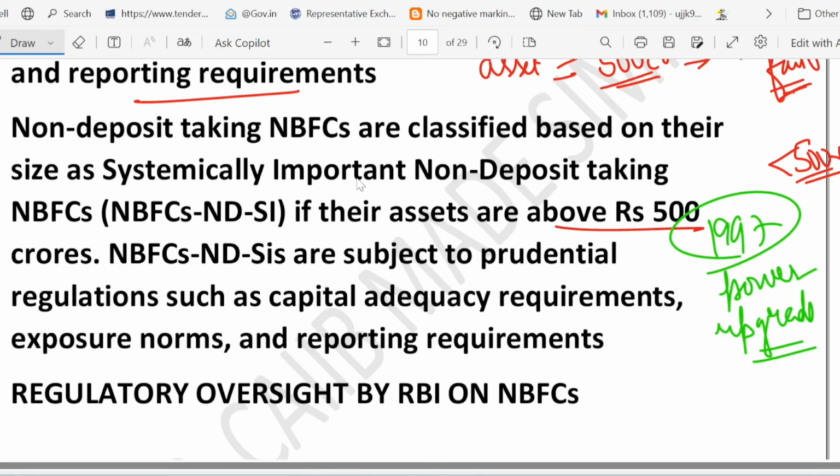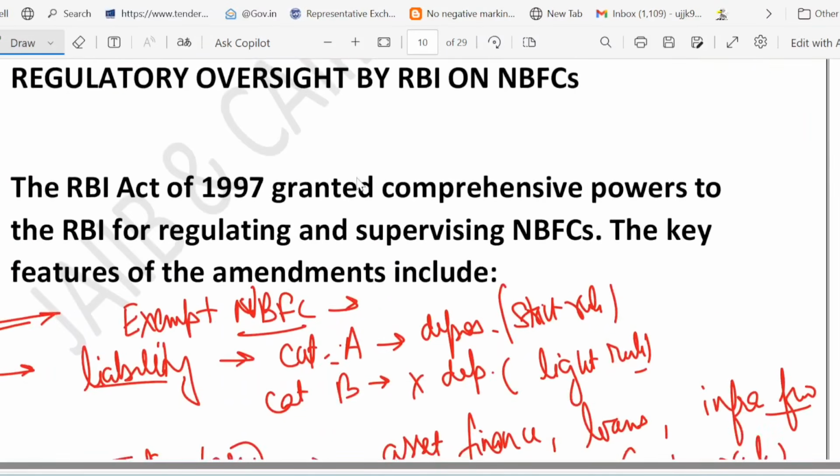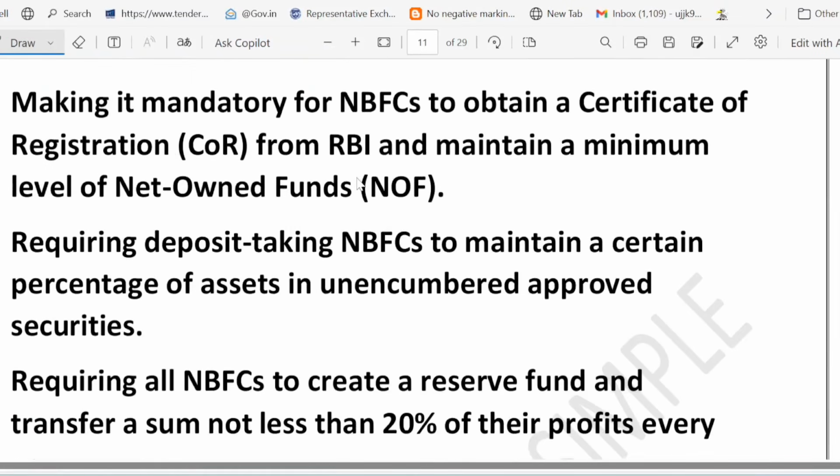So first of all, too big to fail NBFCs, I told you, are systematically important NBFCs. These are NBFCs whose assets are larger than 500 crore. Why is there a special rule for them? Because their collapse could shake the economy. So RBI has some safety rules for them. What are the safety rules?